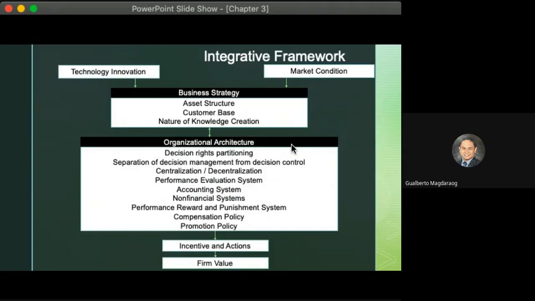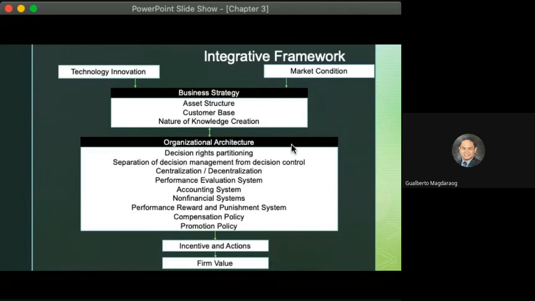So, itong integrative framework make us realize that there will only be changes in our accounting system if there are changes in market condition and technology innovation. In short, there are drivers of changes sa accounting system. Hindi ito bigla lang nag-change yung accounting system. Hindi. Merong nagda-drive o merong dahilan or reason why do we have to change our accounting system.